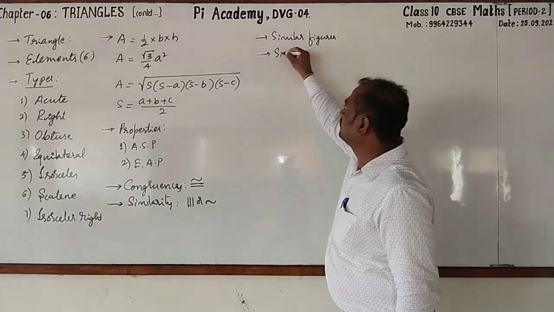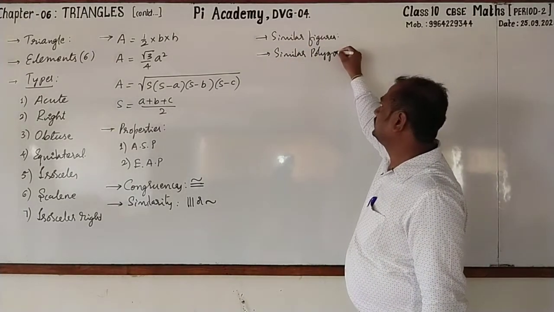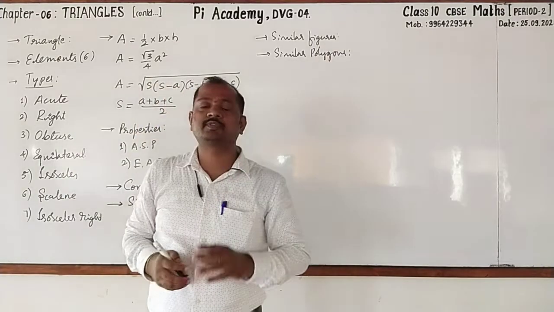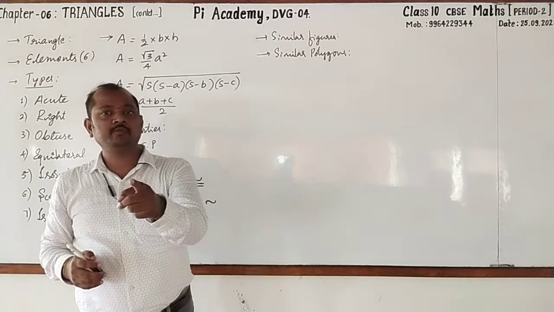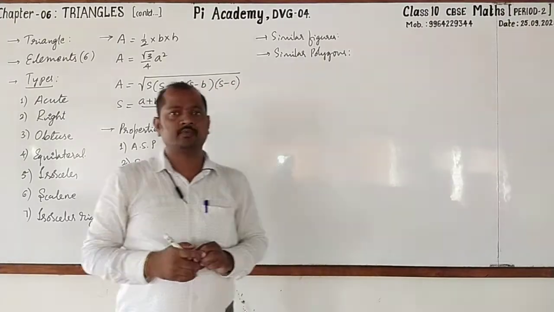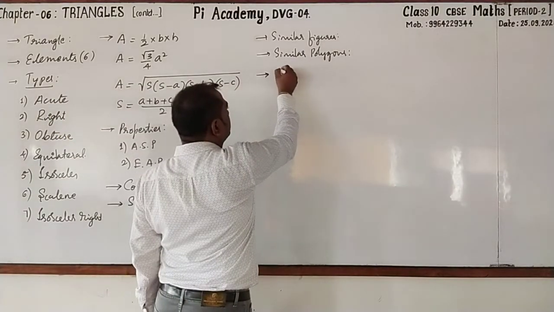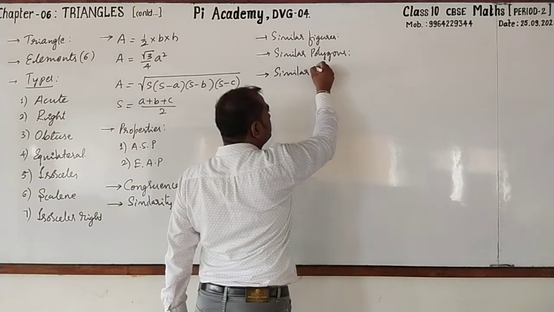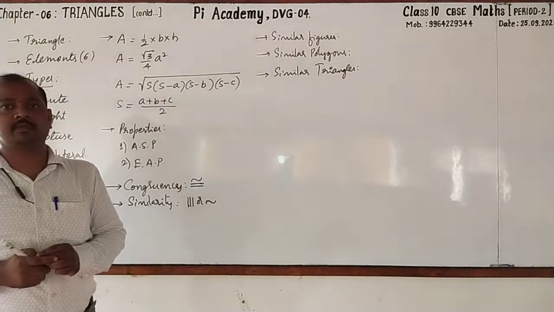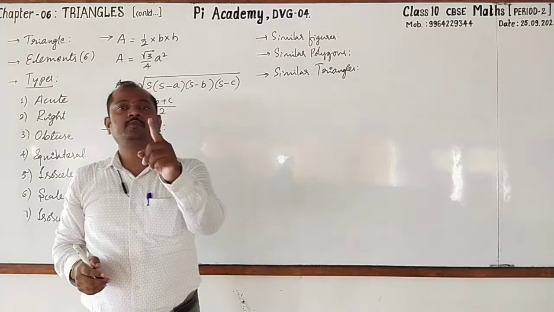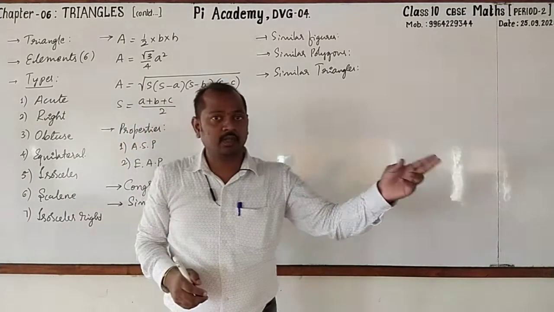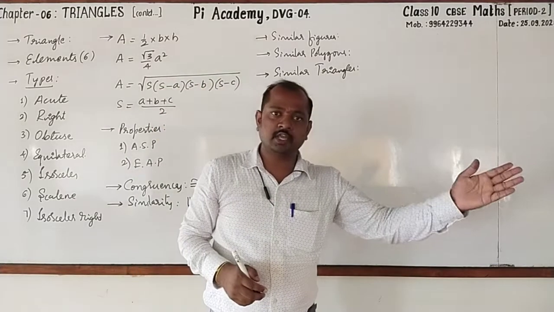Then how do you define similar polygons? Yes, tell the definition. Two polygons having the same number of sides are similar if and only if their corresponding angles are equal and their corresponding sides are in the same ratio, right? Next, after that, the important definition, that is similar triangles or similarity of triangles. Two triangles are similar if and only if, first, their corresponding angles are equal, and second, their corresponding sides are in the same ratio.